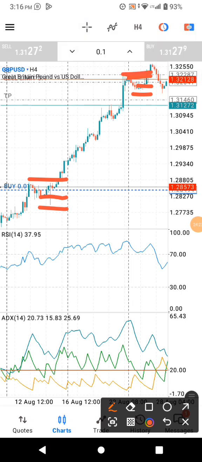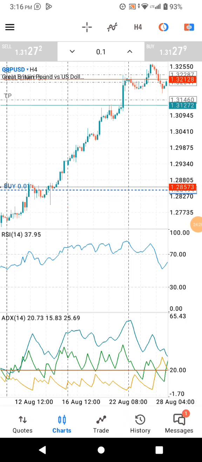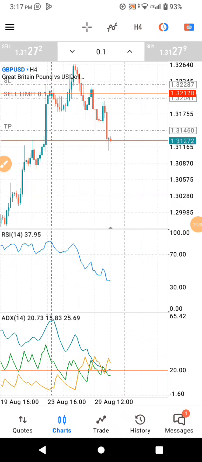I trade with the fair value gaps. I trade with the mitigation blocks. I trade with order blocks. I trade with any strategy that you know. Yes, I know it. You can ask me anything about it.